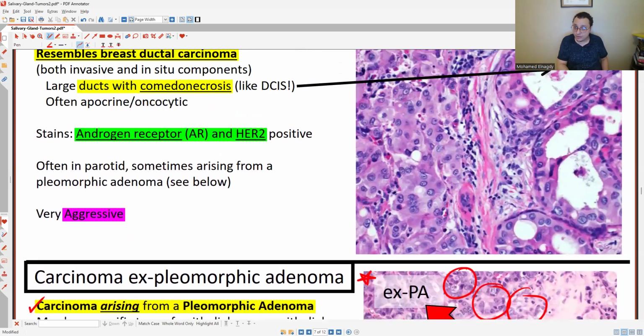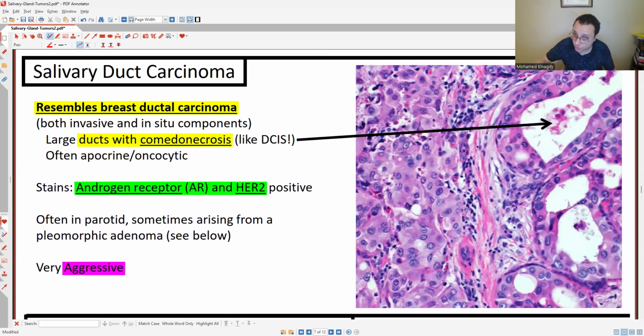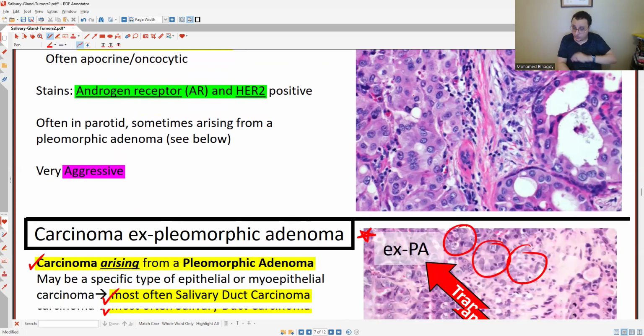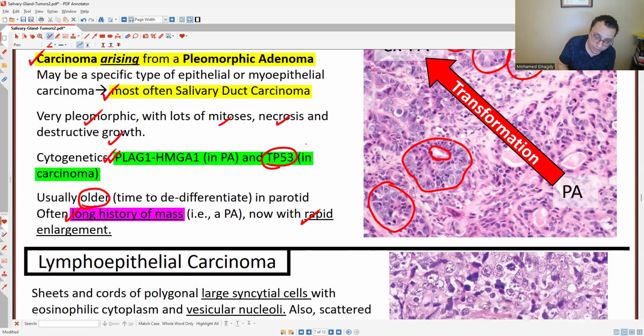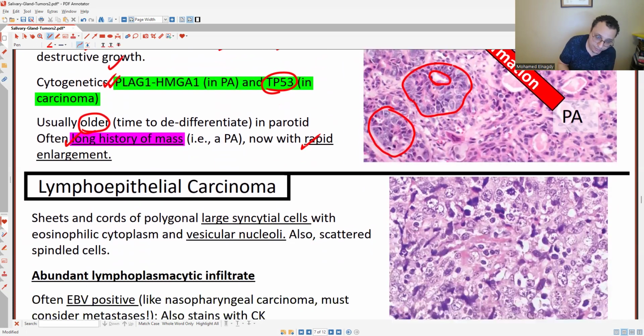And sometimes you might have the comedonecrosis, like the DCIS, like the duct carcinoma in situ of the breast. You might have it in the middle of these ducts, which are filled with the malignant duct epithelium. So malignant duct epithelium filling the duct with central necrosis, that's comedonecrosis, and infiltrating the surrounding, that's the salivary duct carcinoma, which, as I mentioned, might arise in the transformation of pleomorphic adenoma, which is carcinoma ex pleomorphic adenoma. BLAG1, TP53, remember that.